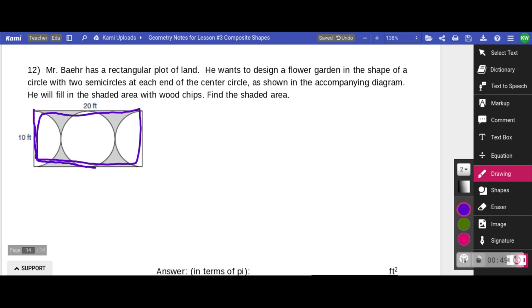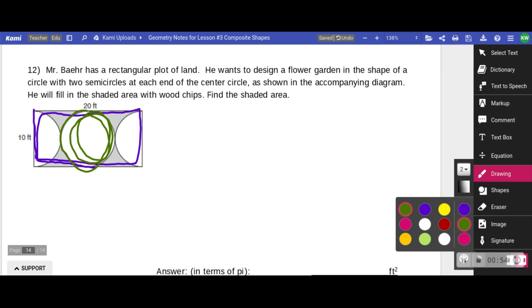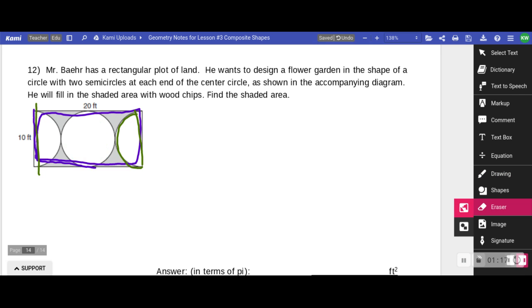Now, he doesn't want to fill the whole thing with wood chips. He's going to put flowers some places. So he's going to put flowers here. That's a circle. And he's going to put flowers on this semicircle and this semicircle. So if I'm not putting the wood chips there, what I could do is find the area of the entire rectangle, and then I'm going to cut out the circles that he's not putting wood chips in.